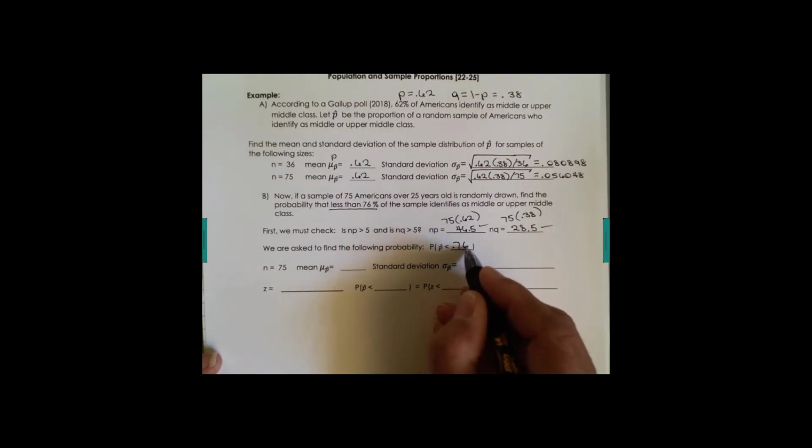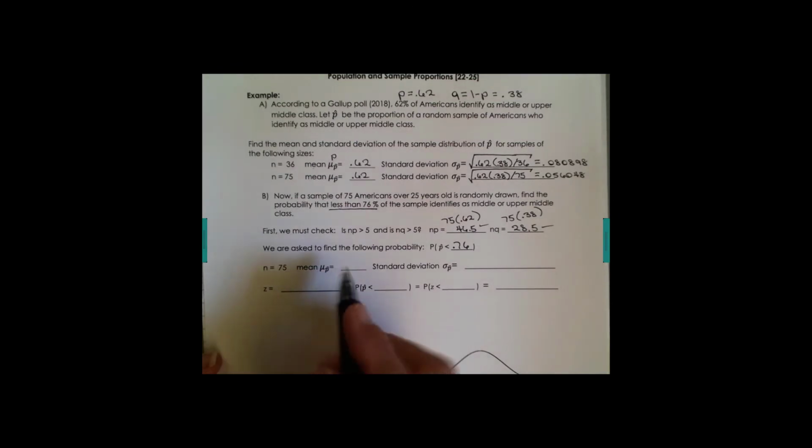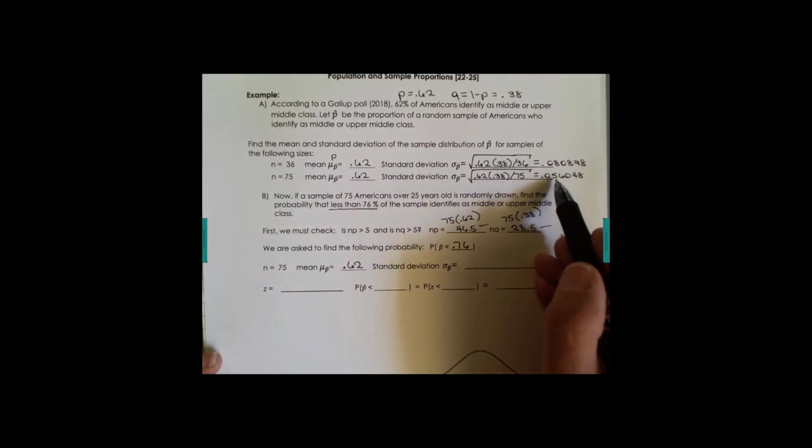Now we're asked to find the probability that less than 76%, P hat is less than 0.76, so I've got that written down for me. I know my mean of P hat has to be the same as my population proportion, so it's 0.62. And I'm going to calculate the standard deviation with this sample size of 75, but I've already done it. Here it is, isn't it? So it's going to be the same thing here. It's going to be the square root of 0.62 times 0.38 divided by 75, all of that under the radical, and I already did it, so I'll just copy it down here. Okay, I'm ready to go.